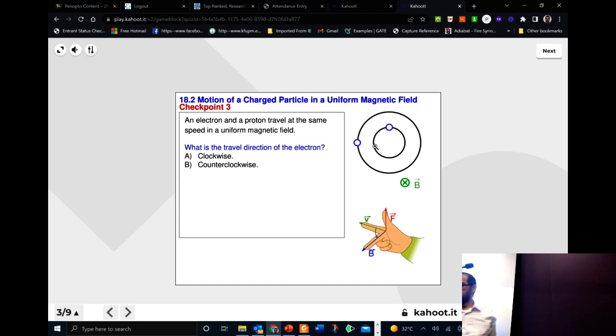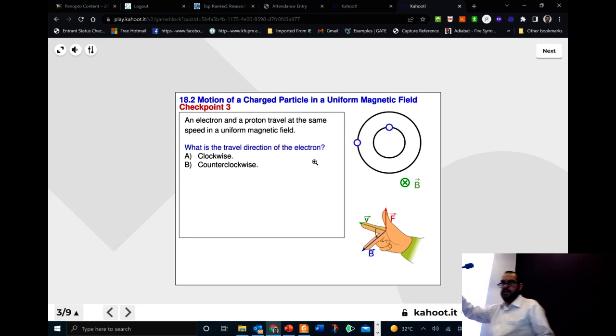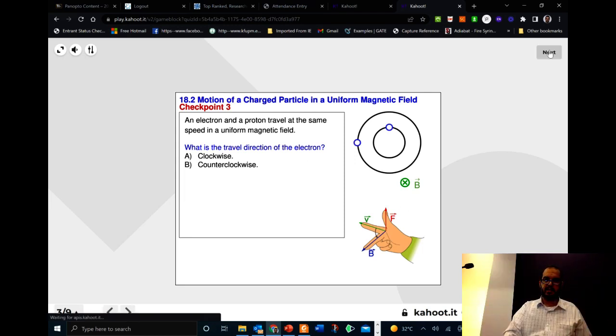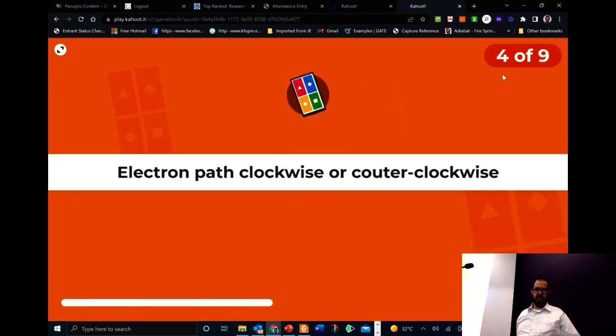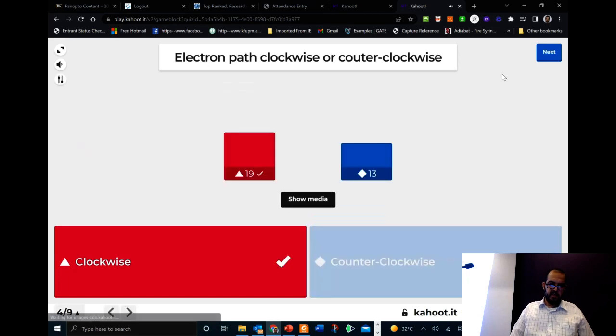Okay, so answer the question. Ready? Raise your hand if you're ready. Okay, so I just want the direction, clockwise or counterclockwise. Three seconds remaining. All right, so 19 clockwise.